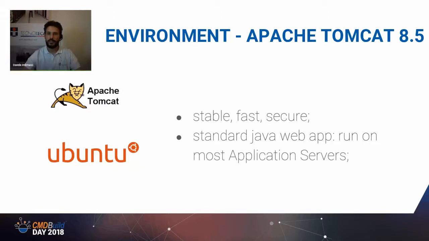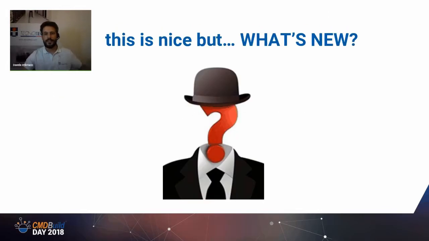Our reference application server is Apache Tomcat 8.5, and our reference operating system environment is Ubuntu Linux. That said, we strive to keep our environment dependencies to a minimum, so that our CMDBuild core web app can be deployed on many different application servers and system configurations. This is all really nice, but let's see what's really new and better in the new release.